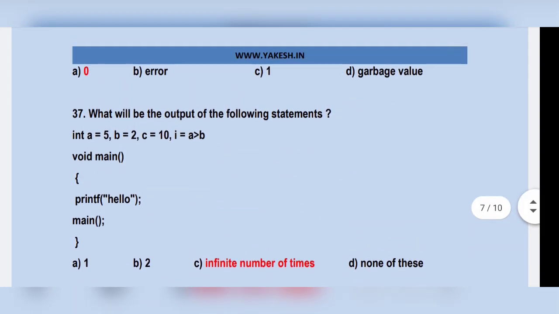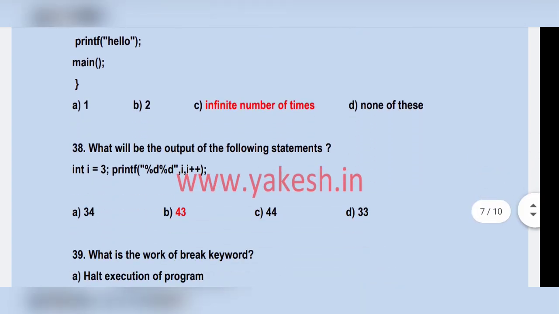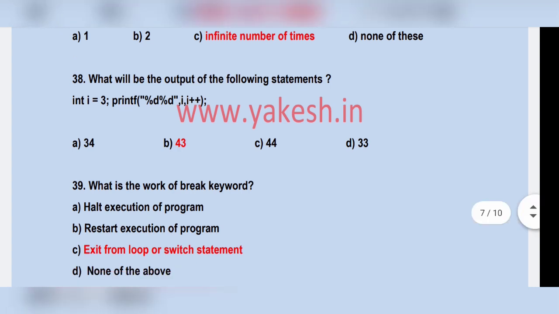Let's go through this program: void main, printf hello, main. What will be the output of the following statement? Option B, 43. What is the work of the break keyword? Exit from the loop or switch statement. Option C.